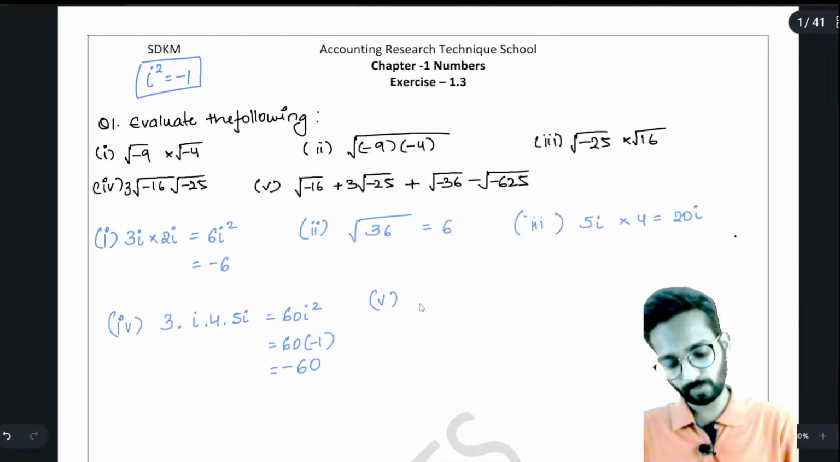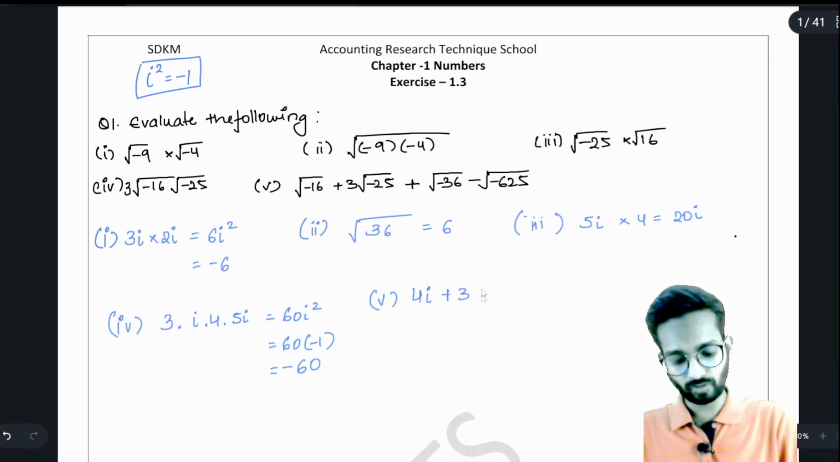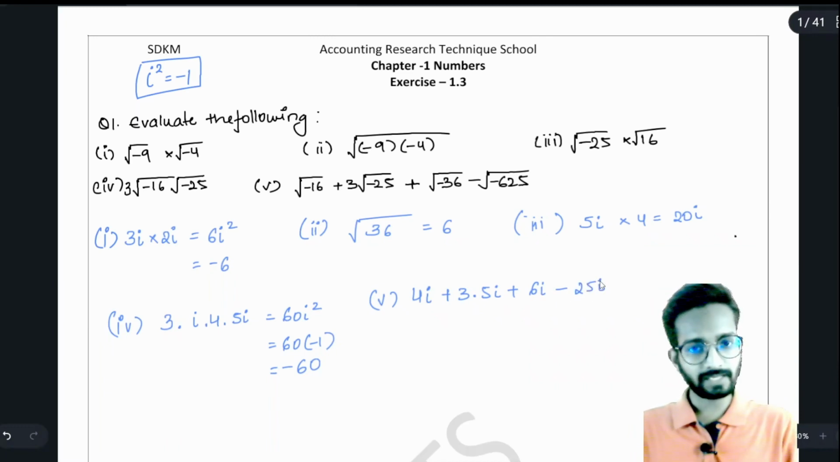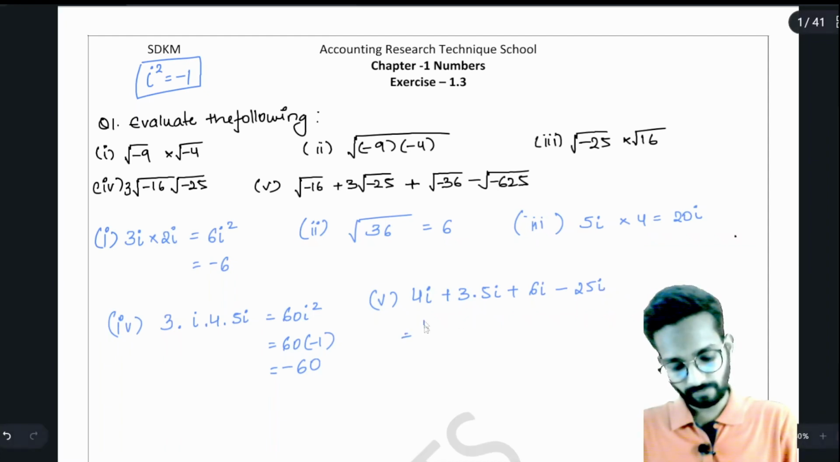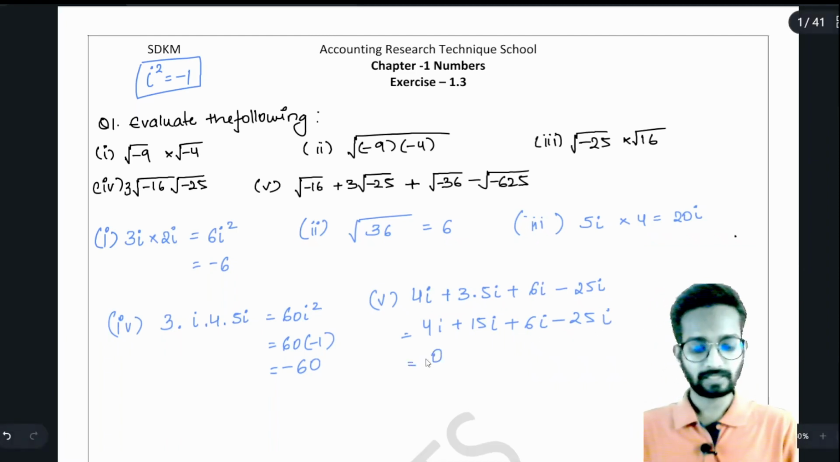Solving the fifth point, root of negative 16 will become 4i, plus 3 of root of negative 25 will become 15i, plus root of negative 36 will become 6i, minus root of negative 625 will become 25i. Very simple. Now solving this, 4i plus 15i plus 6i minus 25i. 4 plus 15 is 19, plus 6 is 25, minus 25, and it will become 0. This is how the first question will be solved.